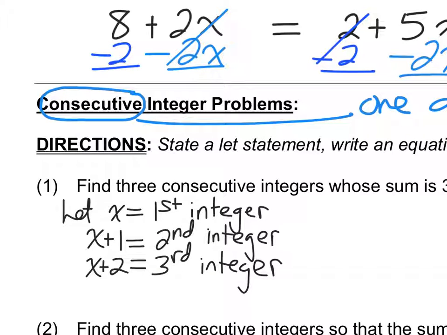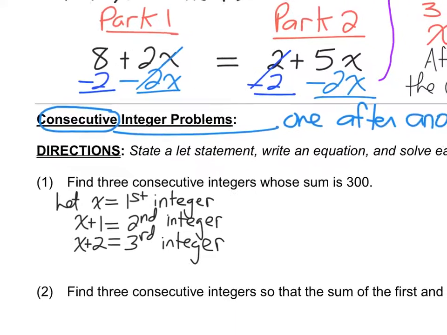All right, if you think consecutive, you're just counting, right? So 1, 2, 3, 4, 5. 1 and 2 are consecutive. 2 and 3 are consecutive. 7 and 8 are consecutive. Always separated by one unit. All right, so that's where that plus 1 is coming from.